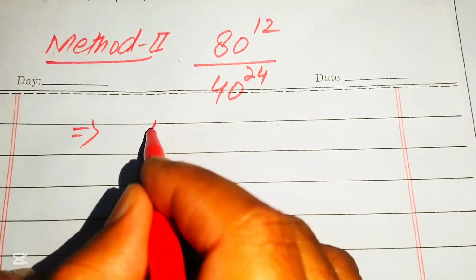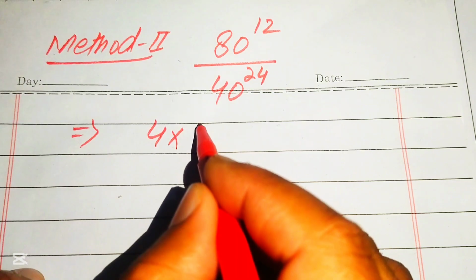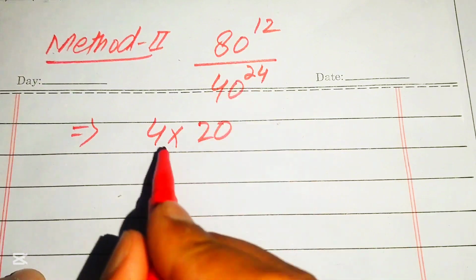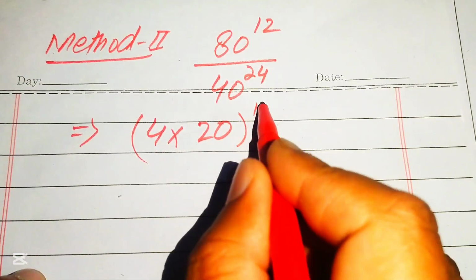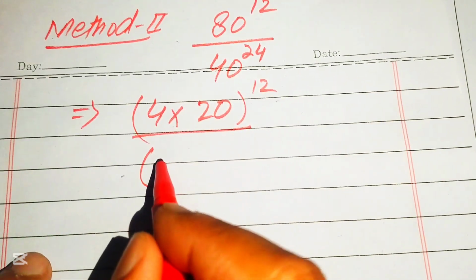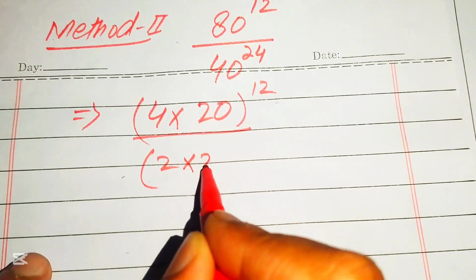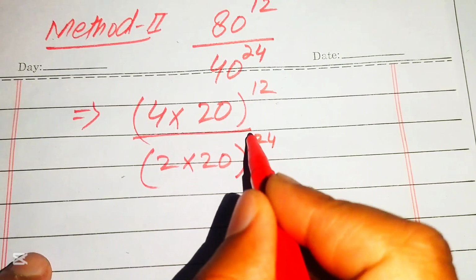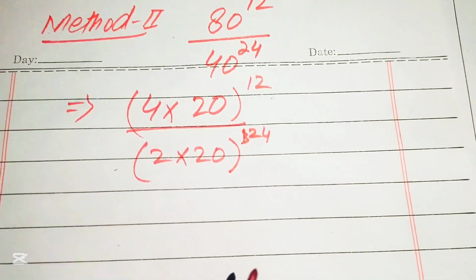Now again we break the bases of this expression, and we write this 80 as 4 times 20. We know that 4 times 20 becomes 80, and its exponent is 12, divided by, we write this 40 as 2 times 20. We know that 2 times 20 becomes 40, and its whole exponent is 24.